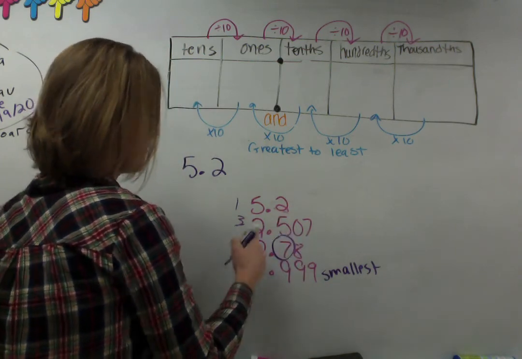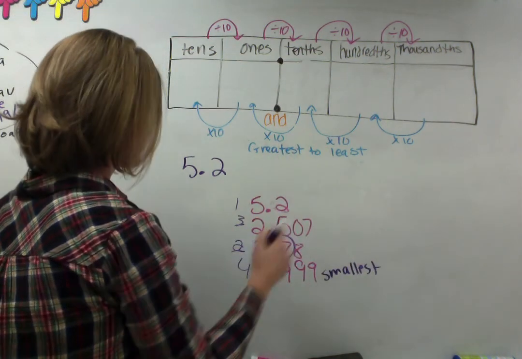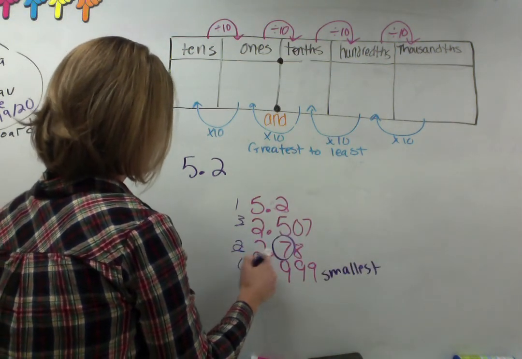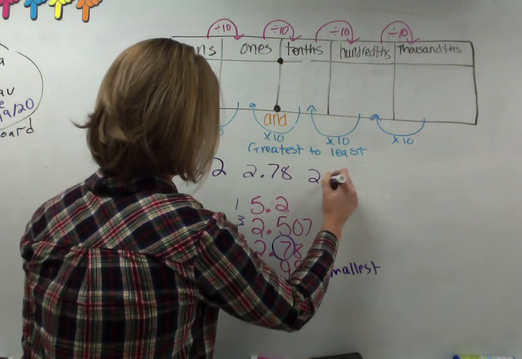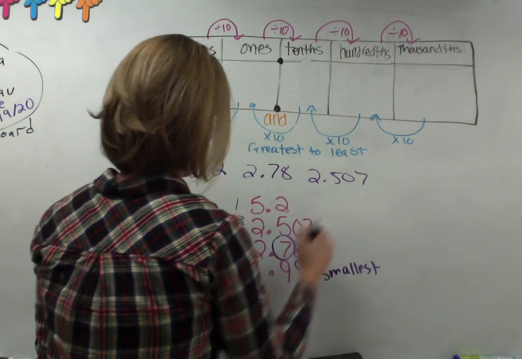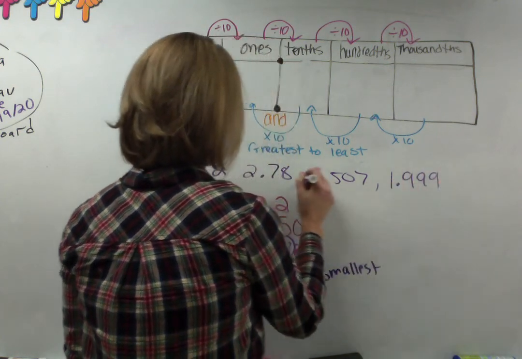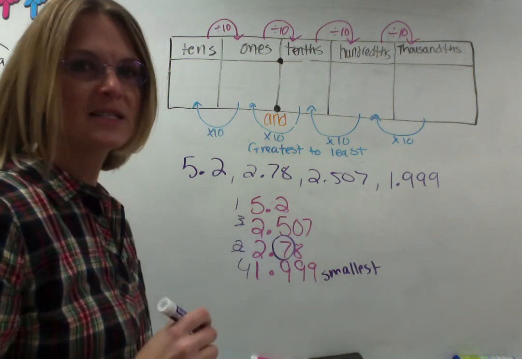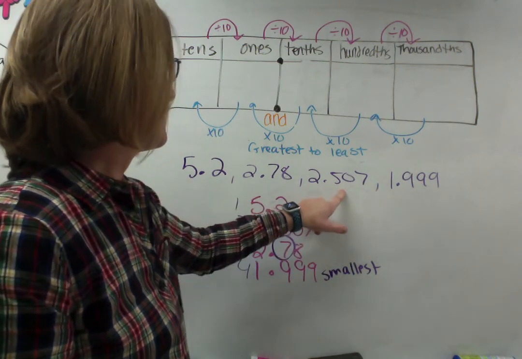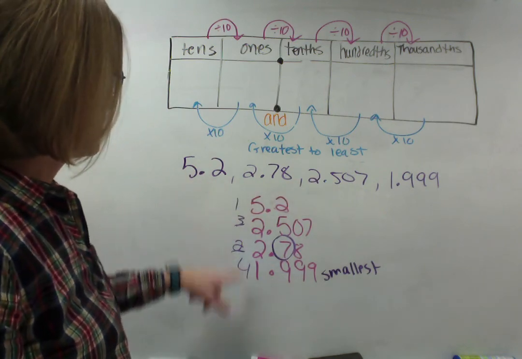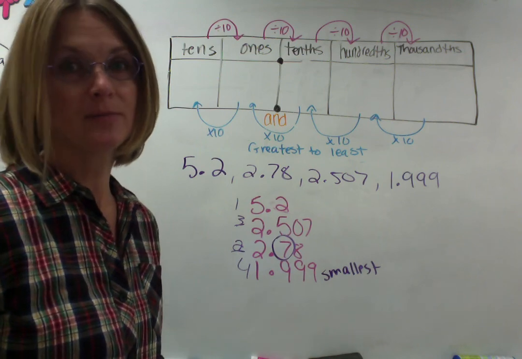All right, and so it's probably a good idea to number them so that when you write them out, you have them in order. All right, so 1, 2, 3, and 4. So this one goes next, and then this one, and then this one. Okay, and if you were going to do them from least to greatest, you would just do the opposite. You would do the smallest number first, and then this one, and then this one, and then this one. So another good strategy might be to number them once you have them all lined up so that you don't forget.